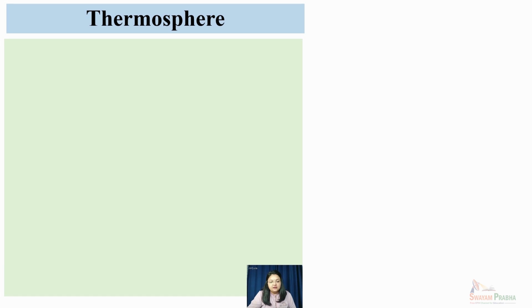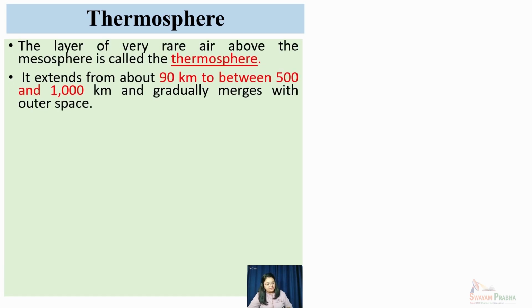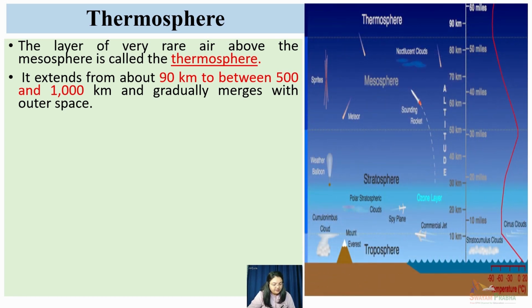Coming to the fourth and very last layer of our atmosphere, it is called the thermosphere. The layer of very rare air above the mesosphere is called the thermosphere. We have already discussed that the boundary between the mesosphere and thermosphere, or the upper limit of the mesosphere, is called the mesopause, which is at 80 kilometers above the surface of Earth. This layer extends from about 80 to 90 kilometers in the lower limits to between 500 and 1000 kilometers in the upper limits, and gradually merges with outer space. Although there is no definite limit of the thermosphere, for our convenience we have kept 1000 as the last boundary.